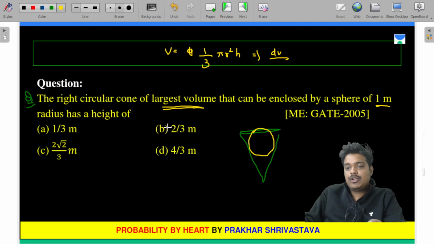So you know it is passing through 0, 1 and 2, 0. Can you find out the equation of this line? The equation of this line comes out to be x plus 2y is equal to 2. So x by 2 plus y by 1 is equal to 1, that is x plus 2y is equal to 2. This is the equation of the line.